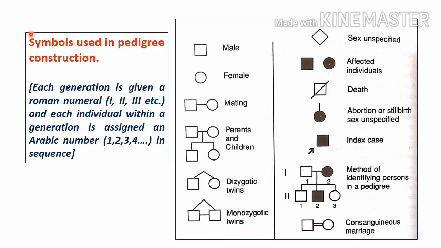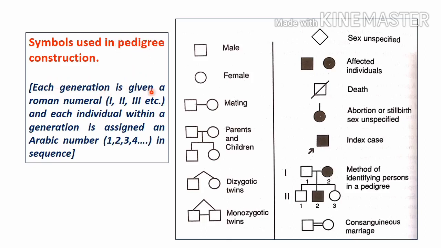This figure shows the symbols used in pedigree construction. A pedigree is a familial history, a family tree that we construct, showing how the individuals are born and what about the parents and their siblings and many other relatives, and that's why the information is obtained.